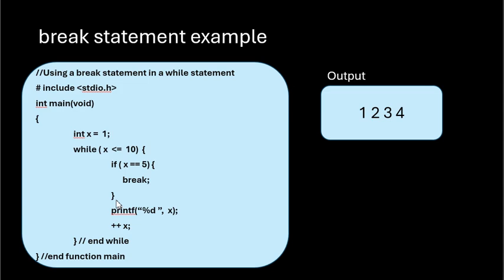Likewise, we can increase this x until x equals to 5. Assume that now the x equals to 5 while x is less than or equals to 10. We can go inside this loop. We check whether x equals to 5. Yes, now we can break this one. So only the outputs will be 1, 2, 3, 4, as we have used a break statement here. That is the function of break statement.